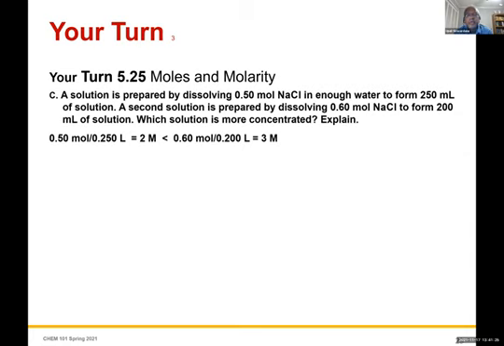On the second set, 0.6 moles divided by 0.200 liters gives a molarity for the second solution of 3 molar. Big M is moles per liter. So therefore, which solution is more concentrated? The second solution is more concentrated. I did the calculation and came up with the answer. So only concentration is the direct indication of what is concentrated and what is dilute or less concentrated.